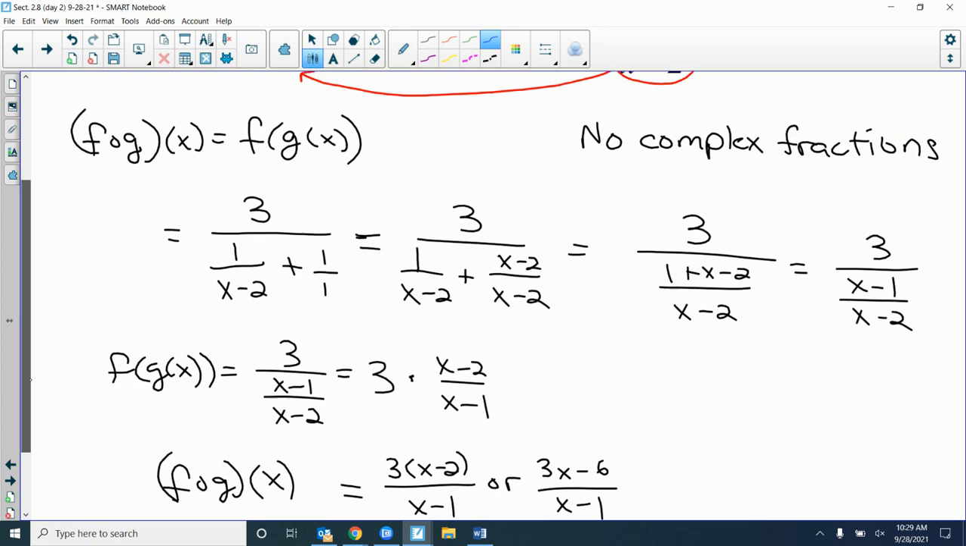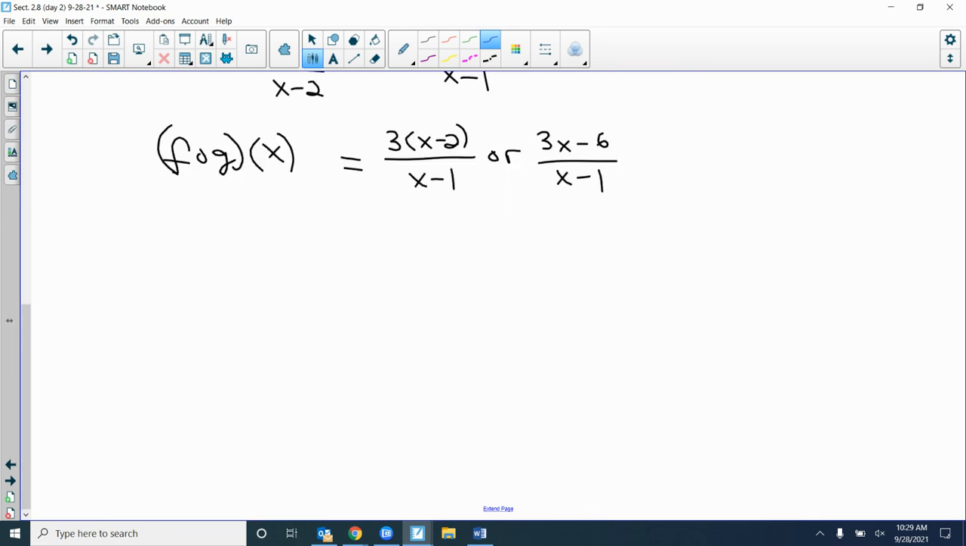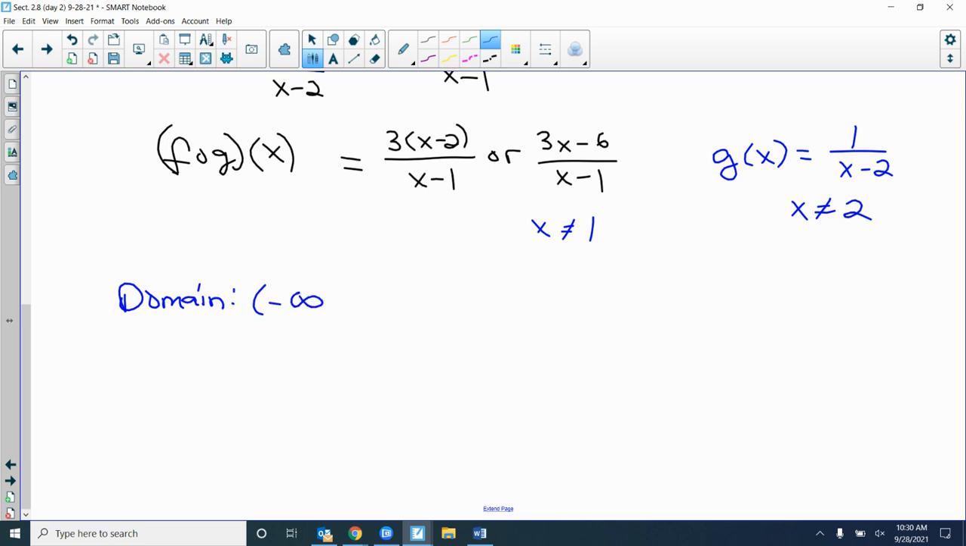So when you're doing f of g of x, the first thing you need to look at, I'm going to put this over here, g of x equals, was it 1 over x minus 2? x cannot equal 2. So you got to look at what that can't equal. Okay? My final answer, what can't x equal? 1. You have to throw both of those out in the domain. So my domain is going to be negative infinity to 1, union 1 to 2, union 2 to infinity.